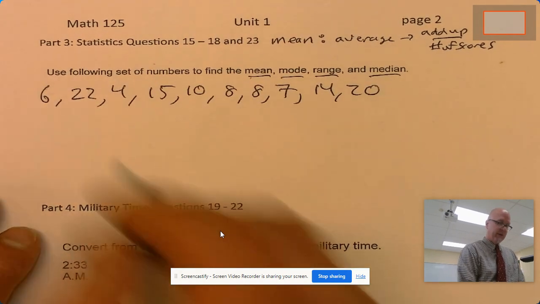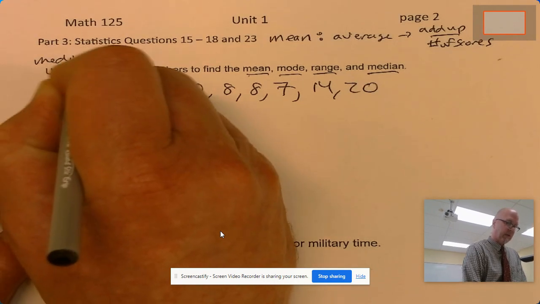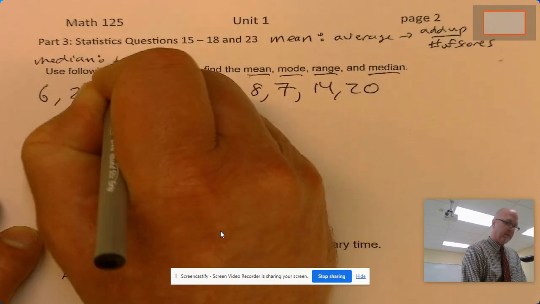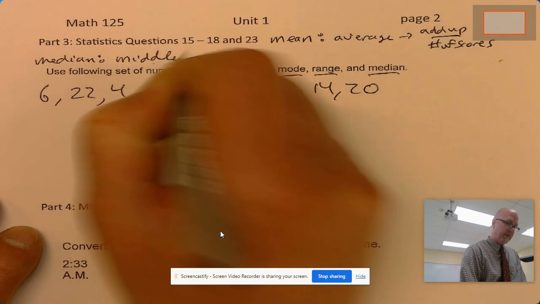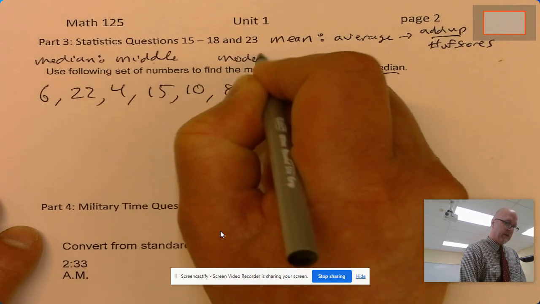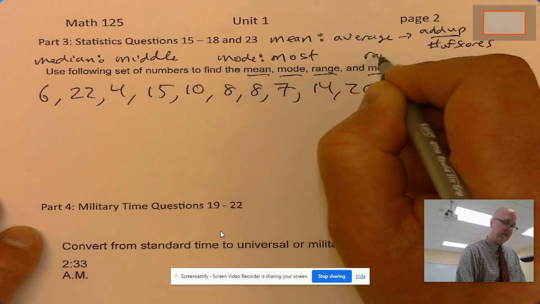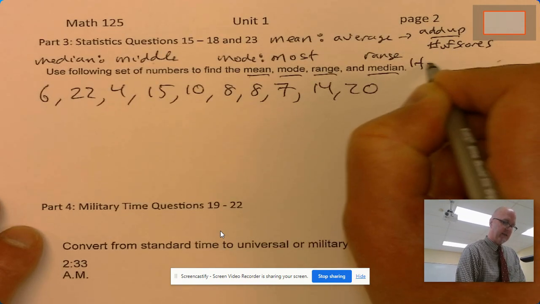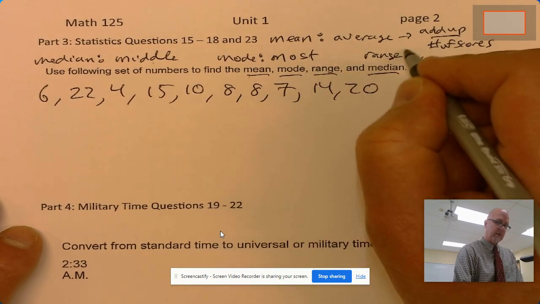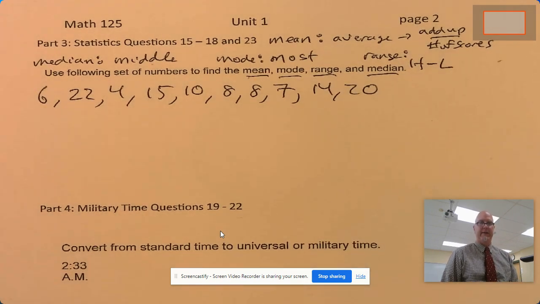The definition of the median is the number that's in the middle. The definition of the mode is the number that occurs the most. And the definition of the range is the highest number minus the lowest number. So those are some good definitions to have as you go through.